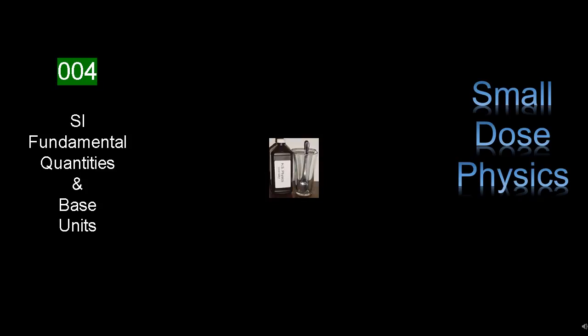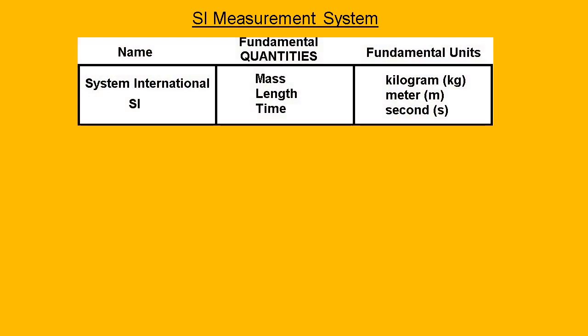SI, Fundamental Quantities and Base Units. A review of last time is the section of the chart for the SI measurement system. In the SI measurement system, the fundamental quantities are mass, length, and time. And the fundamental units of those quantities are the kilogram, meter, and seconds in that respective order.